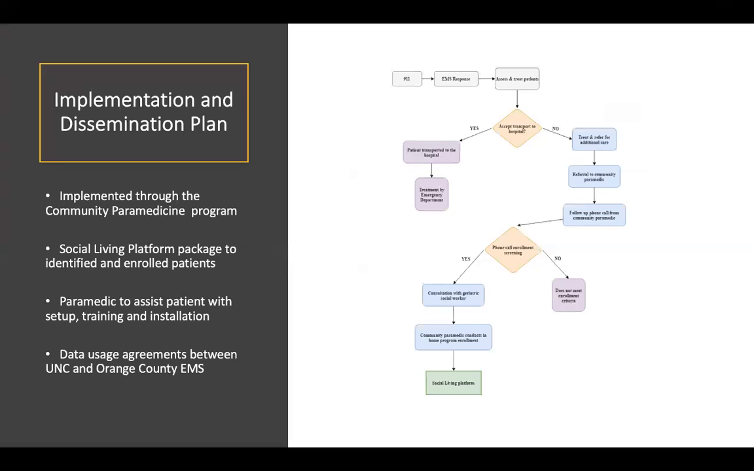But there are a large number of them who do not accept being transported to the hospital, and it is these people who are placed in touch with the community paramedic, who builds a lot of trust with them. If they are willing to enroll, we hope to provide the entire social living platform as a package. We would enroll and train them, with all the training provided by the community paramedic. And we have data usage agreements between UNC and Orange County EMS as well, so we wanted to build upon that.